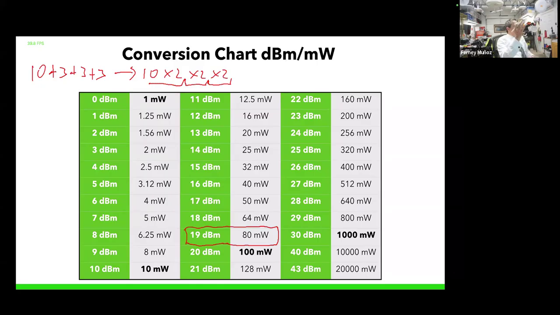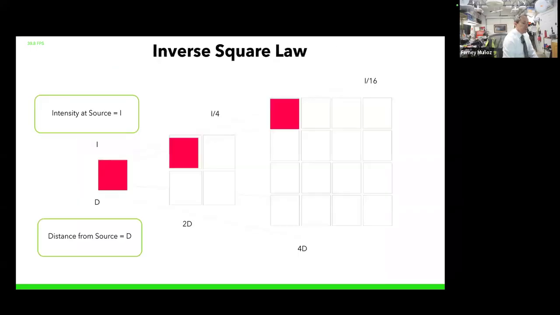Just pick a number, any number, and then how do you get to it using the plus, minus, tens, and threes rules, and then just convert. Okay. So far, so good. Now, why do we even talk about this stuff? This is a Wi-Fi class, man.